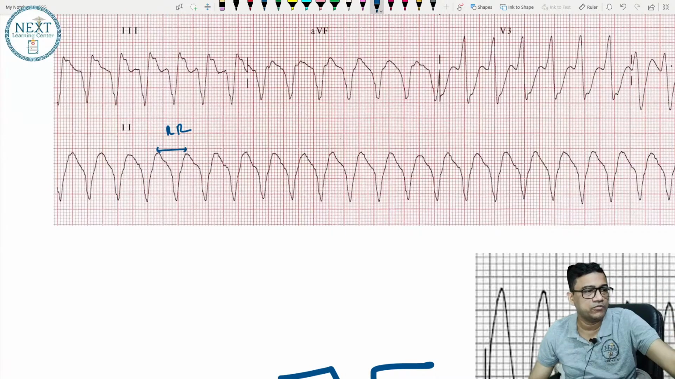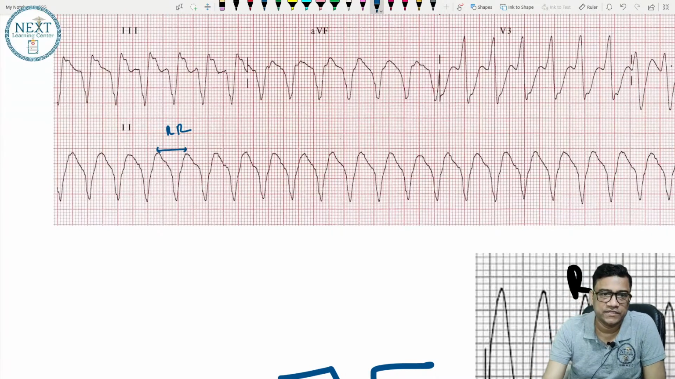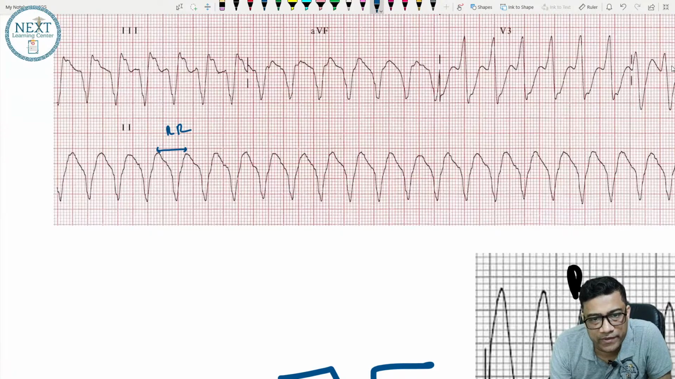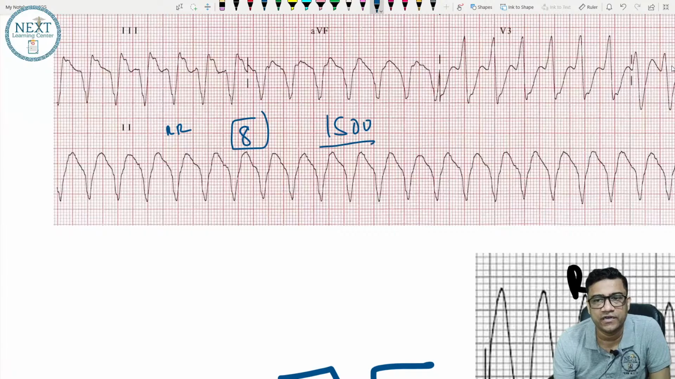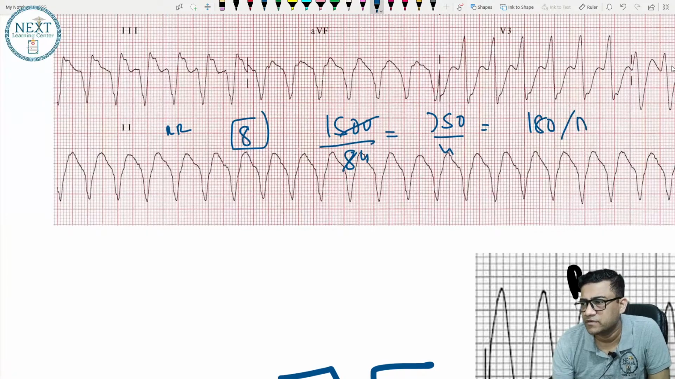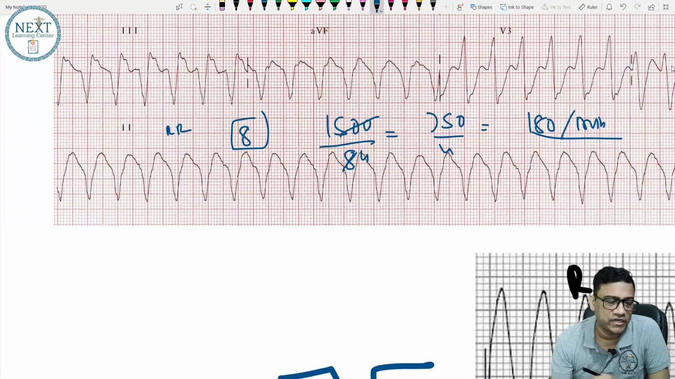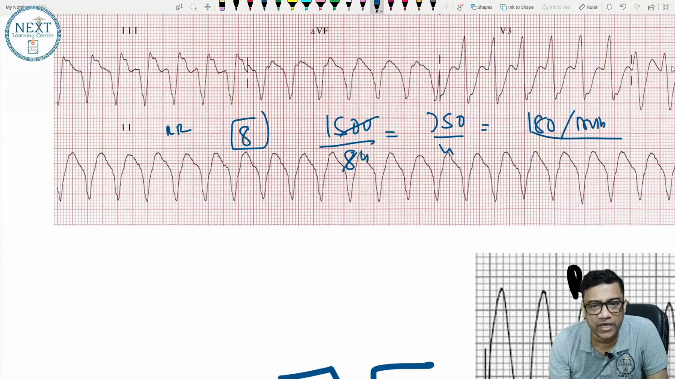Let's continue. Yes, it is around, see, calculate, it is around 1, 2, 3, almost 8. So you take 8, 1500 by 8, that gives you almost what? 8 will give 4, it becomes 750 by 4, or 37. It's almost coming to 180 per minute. Yeah, 188. So 180 is tachycardia, but is it narrow or wide?